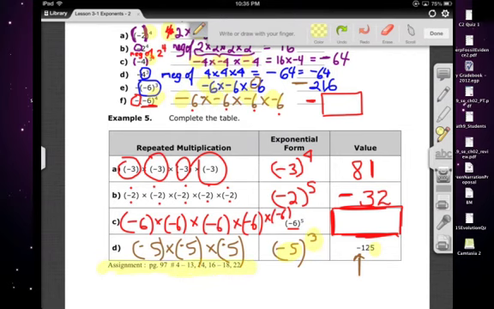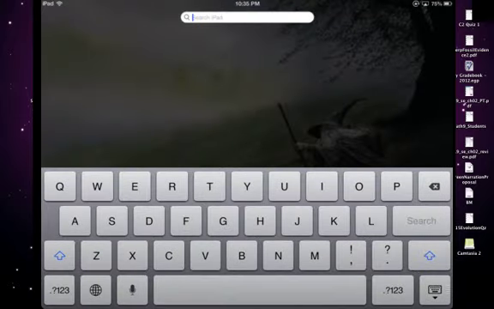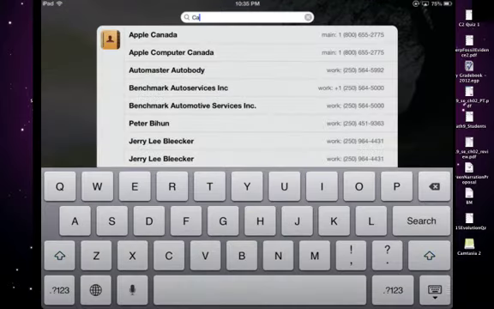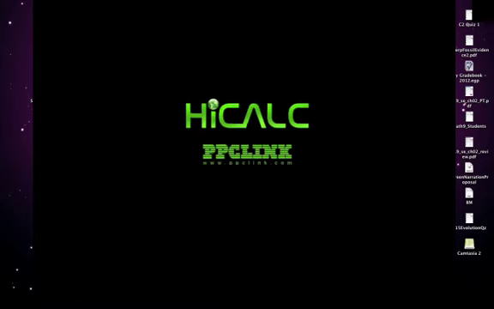Your assignment is down here. It's at the bottom of your notes pack. And I'll just show you something on my calculator function here. I think I have just enough time to do it. So I'll hop out of our notes here. And I have a calculator on here. Calculator Pro. Kind of fancy.